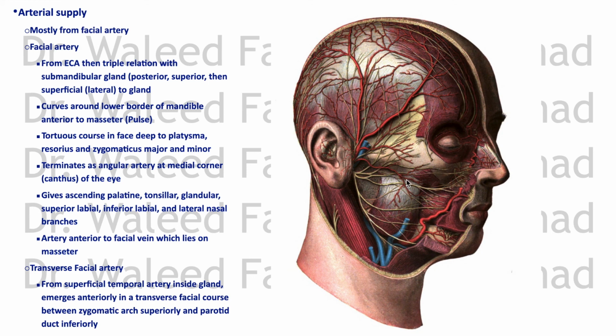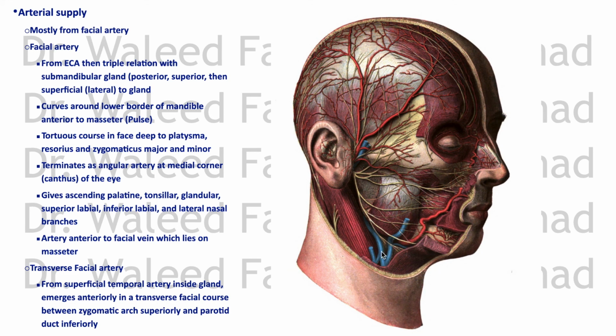Of course, the major artery is the facial artery. It arises from the external carotid. Remember, the first one was superior thyroid, then lingual, then facial, opposite the origin of the occipital from the backside of the external carotid. The facial artery has a tortuous course. It ascends and goes to the posterior aspect of the submandibular gland. Of course, it's hidden here. Then superior to it, then lateral to emerge on the face, crossing the inferior margin of the mandible.